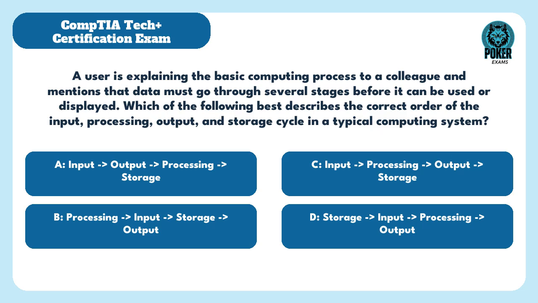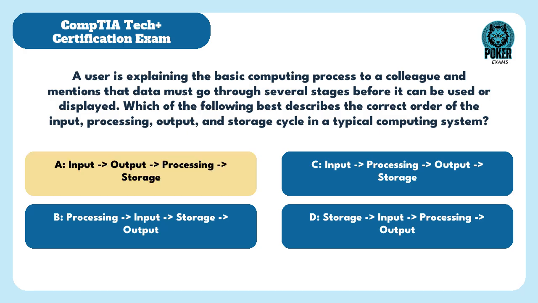Question 1. A user is explaining the basic computing process to a colleague and mentions that data must go through several stages before it can be used or displayed. Which of the following best describes the correct order of the input, processing, output, and storage cycle in a typical computing system? Option A, input, output, processing, storage.